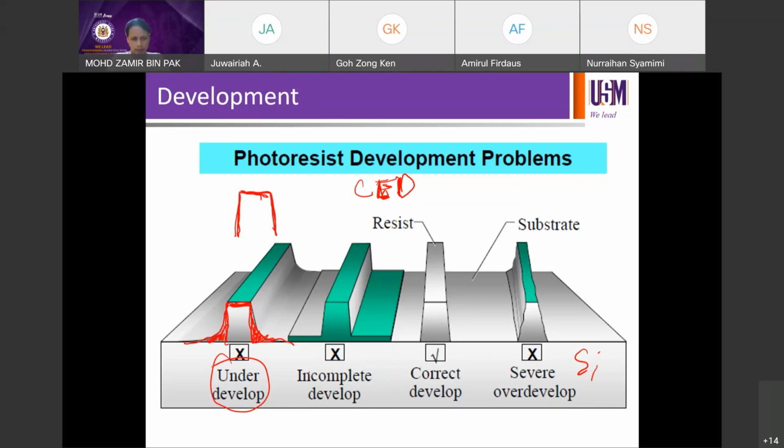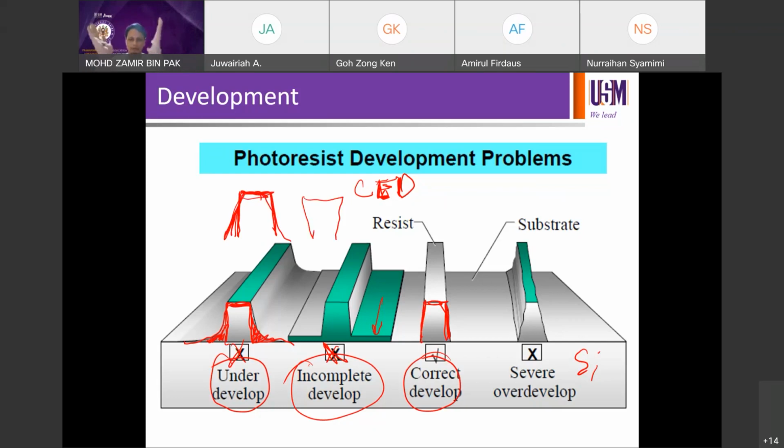So if you do incomplete development, then you'll probably have resist left on the floor as well, on the silicon ataupun on the oxide. Okay, incomplete develop. So these two are bad, of course, because they are not as desired. So if you correctly develop the resist after the CED, then this is what you're going to have. So you can see that you have a little bit positive profile, so it's not perfectly vertical. Okay, so kita tak nak dia too positive like that. This is bad.